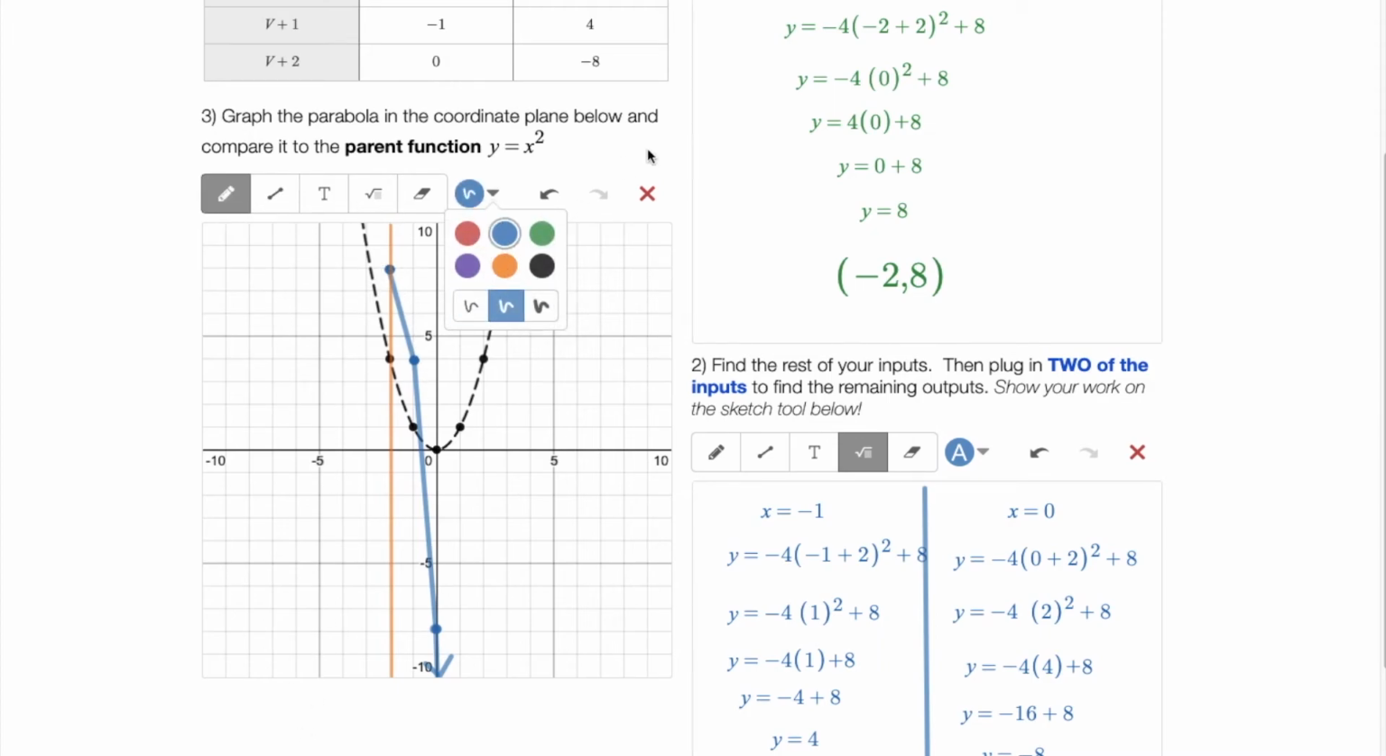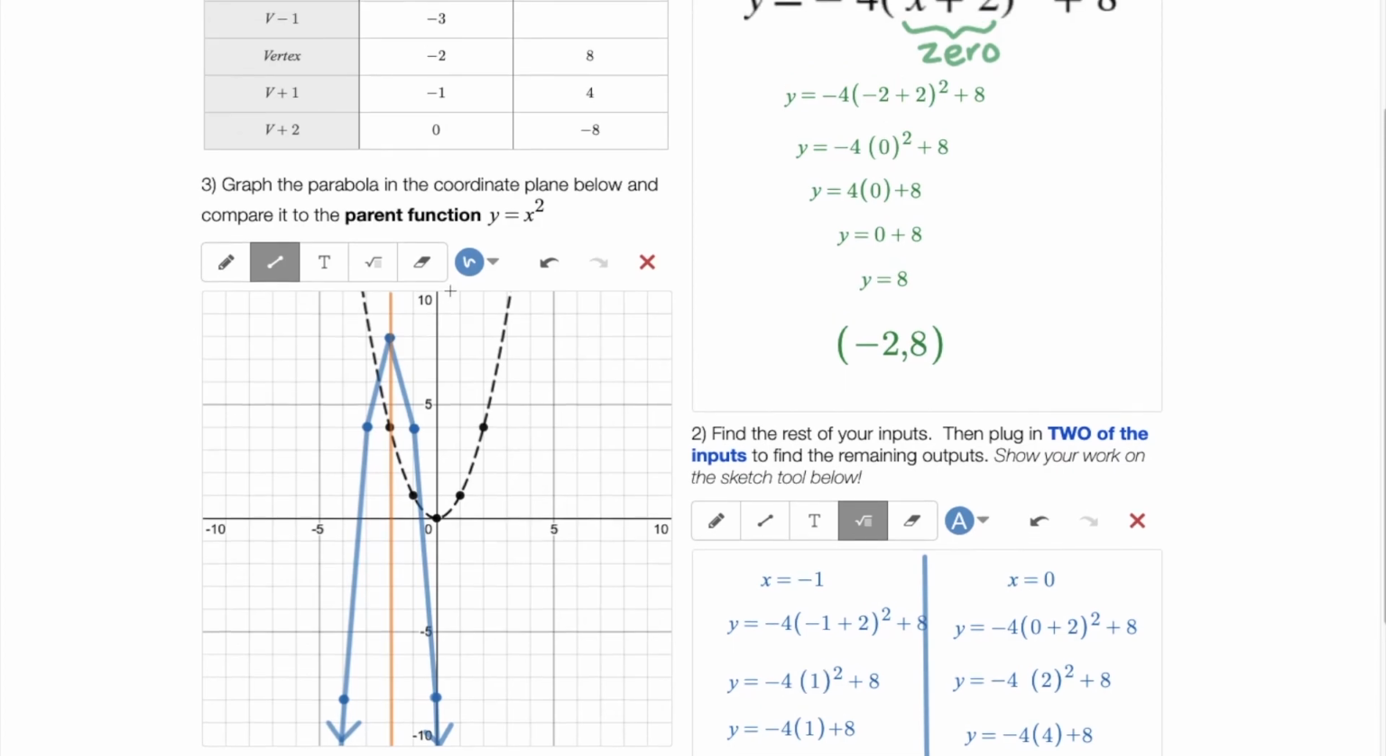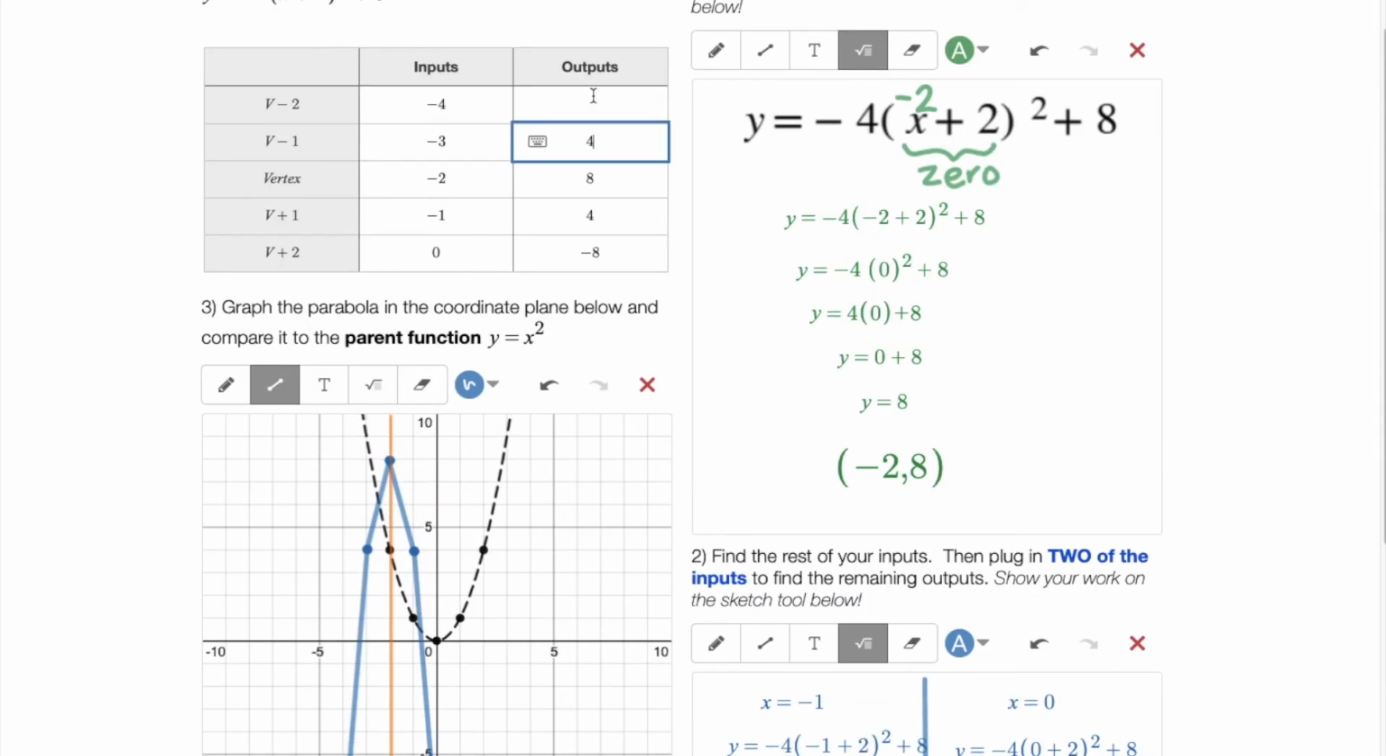So if I wanted to go in here and show, okay, the output at -1 was 4, which means the output at -3 is also going to be 4. These will be the same. And if the output at 0 was -8, then the output at -4 is also -8. This parabola should be a reflection on the other side. And some arrows on the end there. So I can come up to my table and add those outputs, 4 and -8.